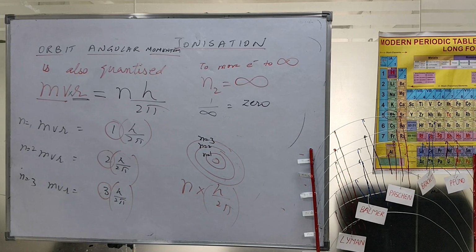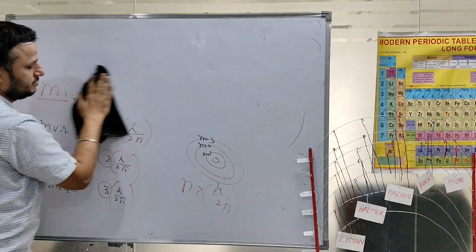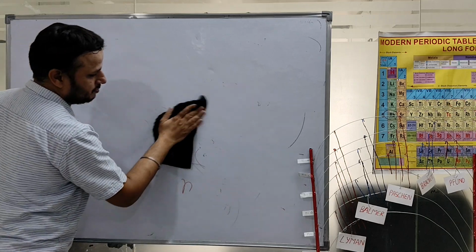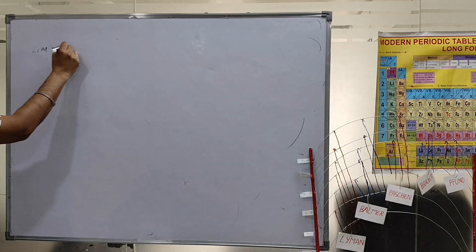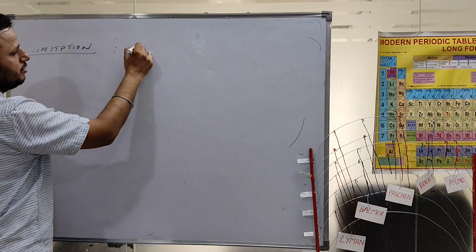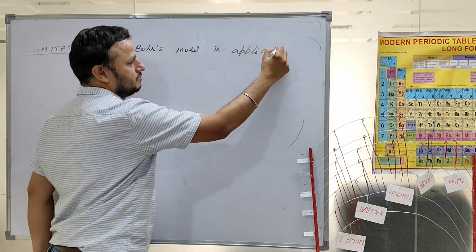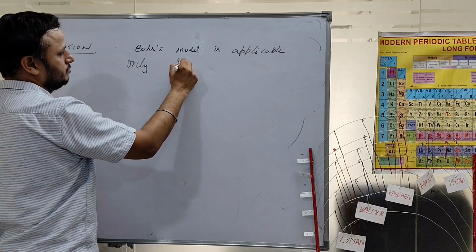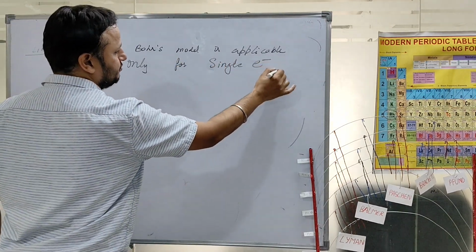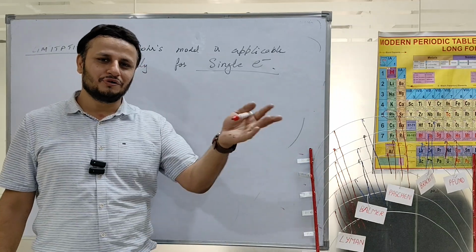So the limitations of Bohr's model. The first limitation is that Bohr's model is applicable only for single electron atoms or ions. When multi-electron systems, multi-electron atoms and elements come, then Bohr's model fails.